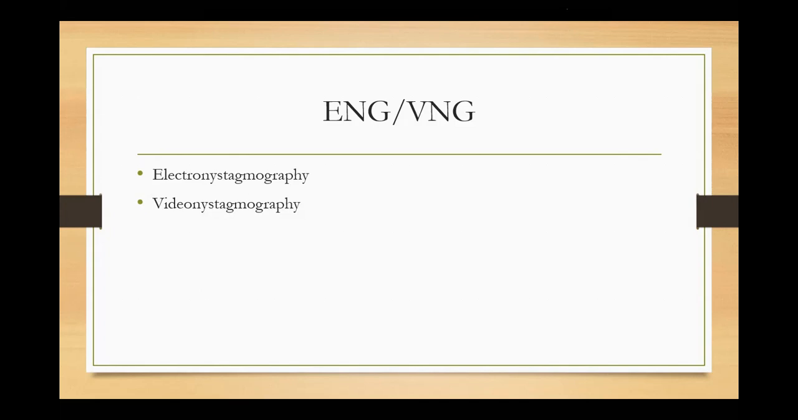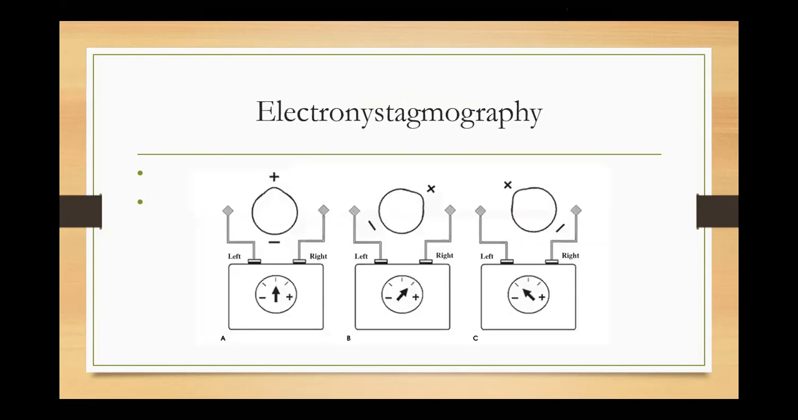Based on what, using what we are going to do this graph. If you're going to use the electrodes, then it is called as electronystagmography. And if you're going to use capture videos, then it becomes your video nystagmography. So how does the electronystagmography work?